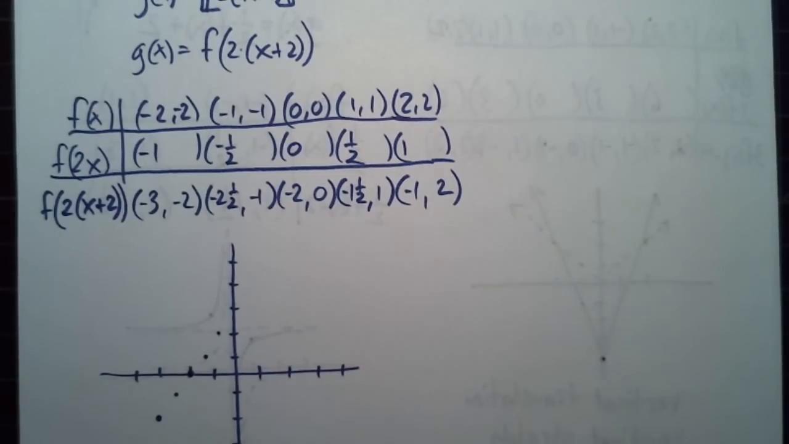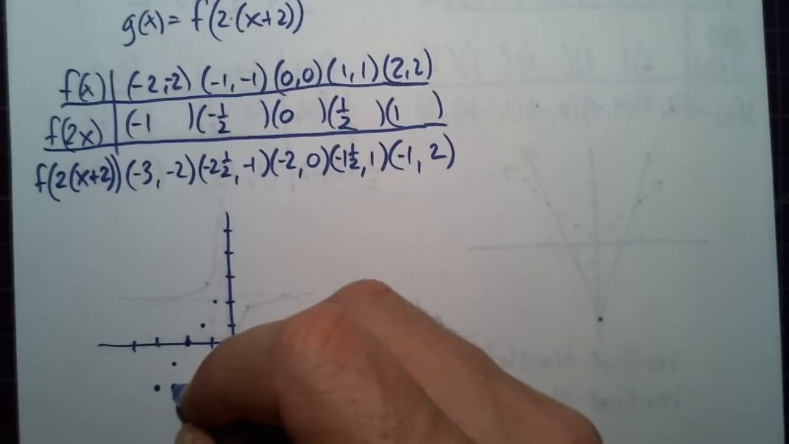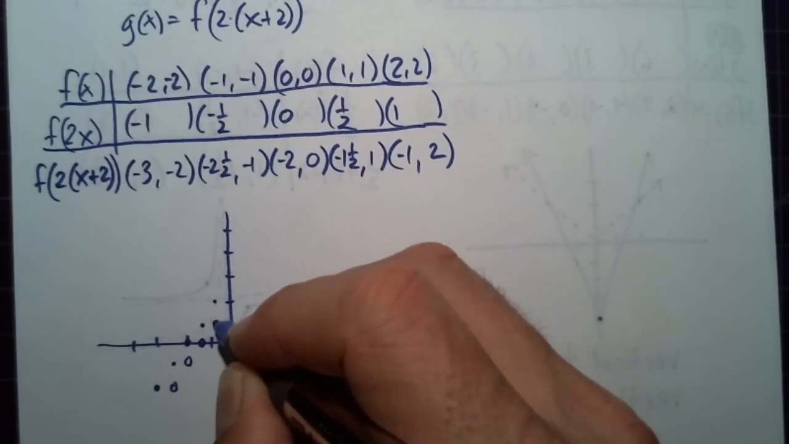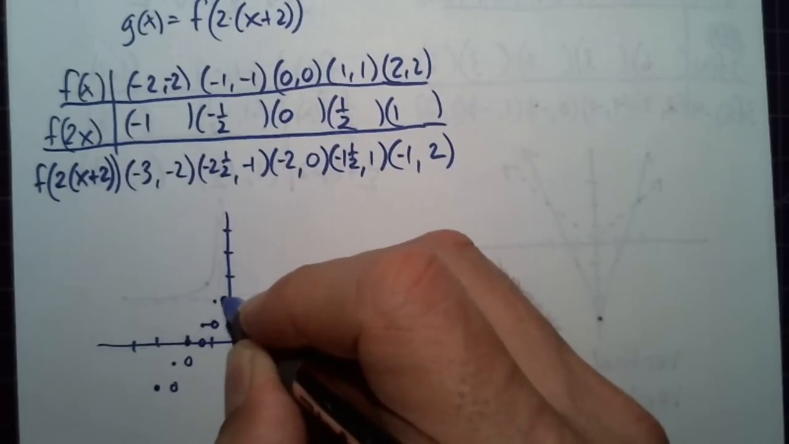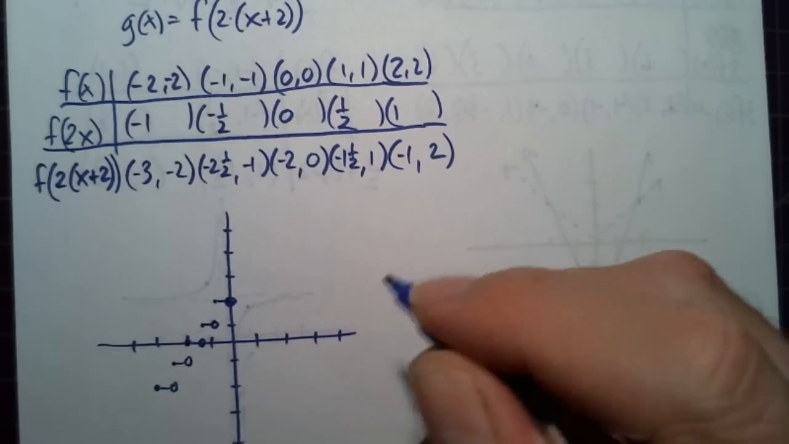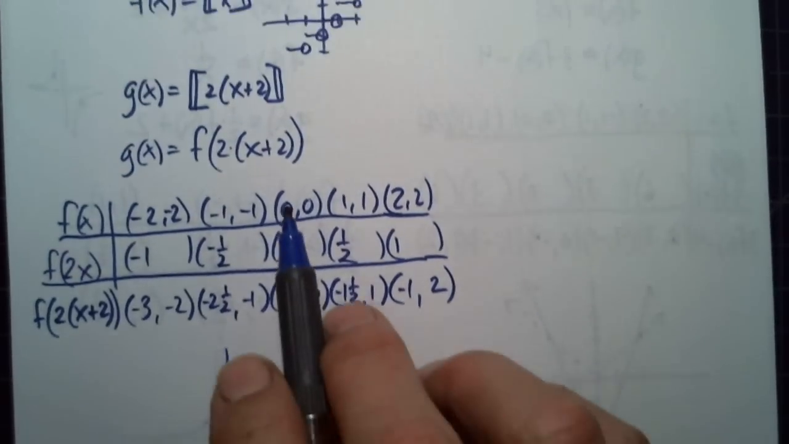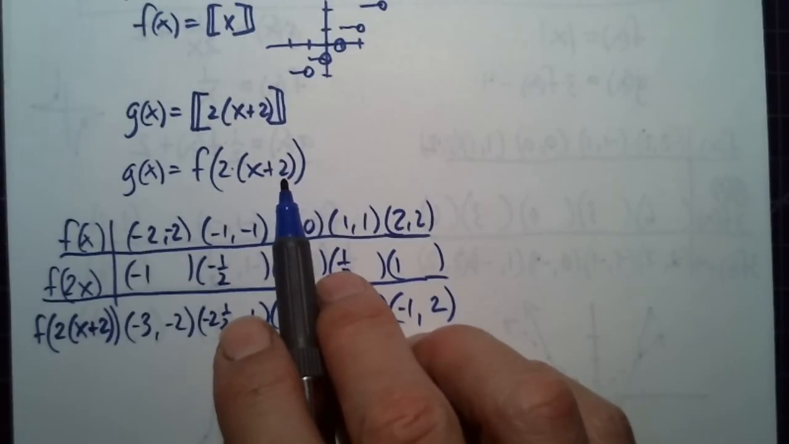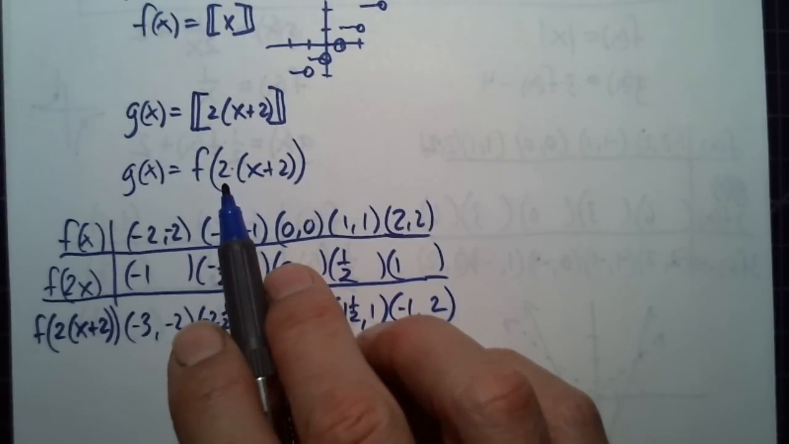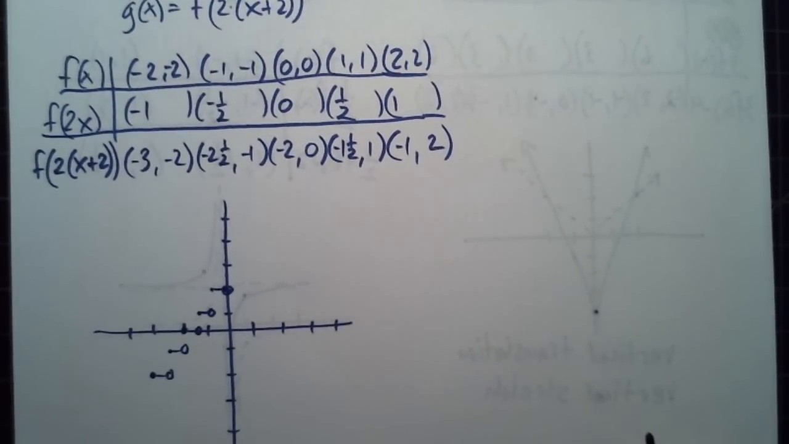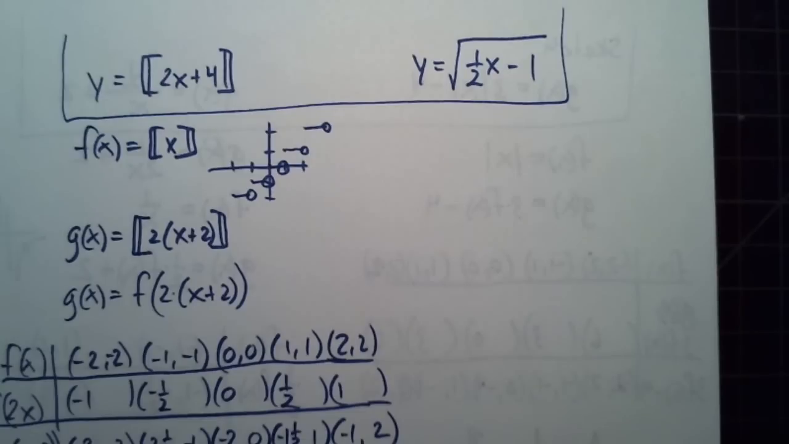And remember that those are the left endpoints. And then right below we have open circles. And that was a horizontal translation and a horizontal dilation. This is a horizontal compression because we divided by 2. Okay, pause the video and try this one.